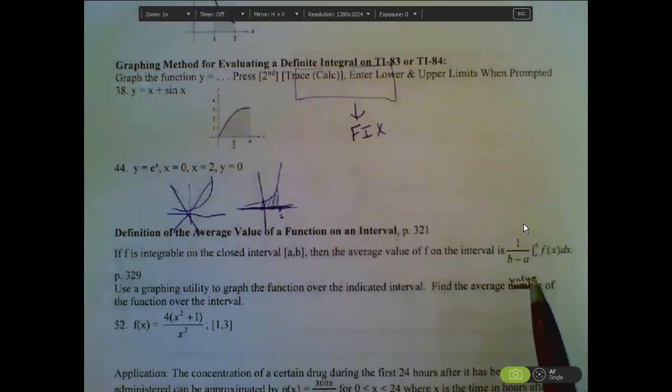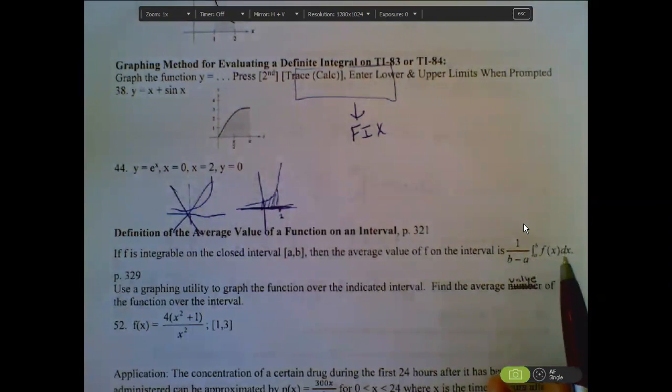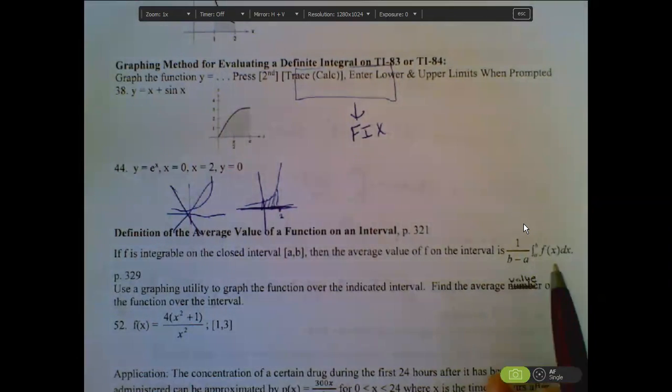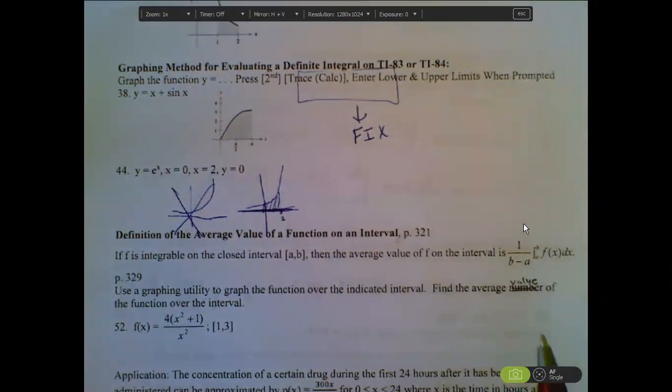So the formula for average value is the definite integral from a to b of f of x dx divided by the length of the interval. The length of the interval is just b minus a. Dividing by b minus a is the same as multiplying by 1 over b minus a. So that's the average value formula.